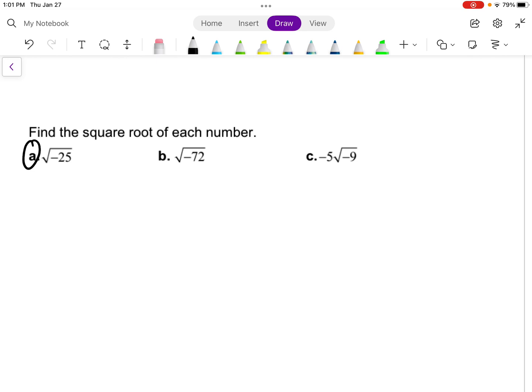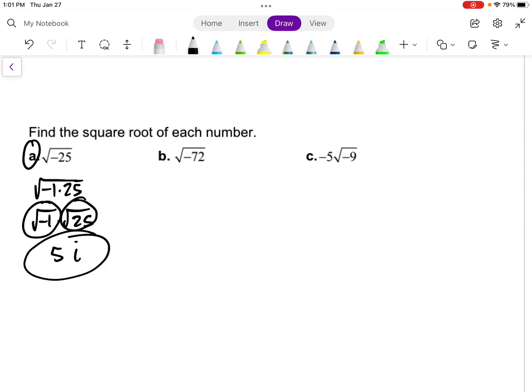So I'm going to take it and break it apart. The way I do that is think of -25 as being -1 times 25. Then I break those two apart: square root of -1 times the square root of 25. Square root of -1 is i, and square root of 25 is 5. So we've got 5 times i, or 5i. And we're done. That's my answer. So the square root of -25 equals 5i.